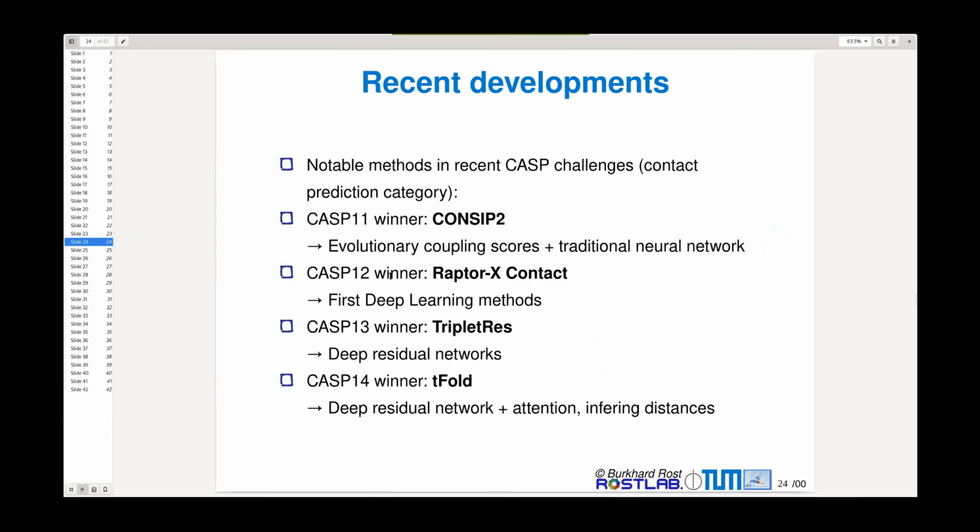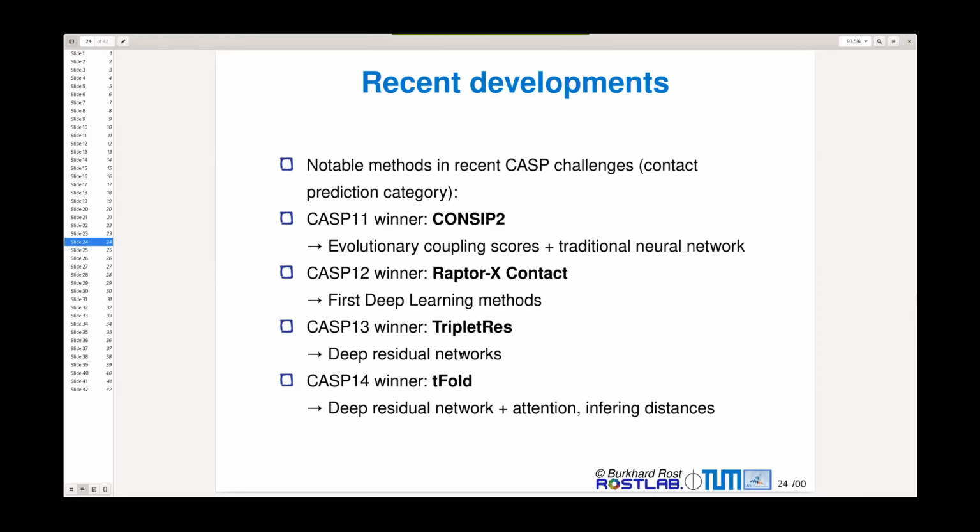Now during CASP 12, things changed. This is when RaptorX-Contact, a very well-known, well-documented method, won. And this was one of the first deep learning methods participating in CASP. And from this point onwards, there has been no method which achieved state-of-the-art performance that has not been using deep learning in some form or another. In CASP 13, then we had TripletRes, which also used deep learning, but deep residual networks.